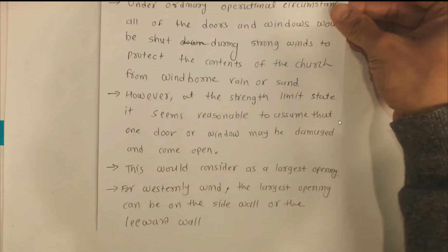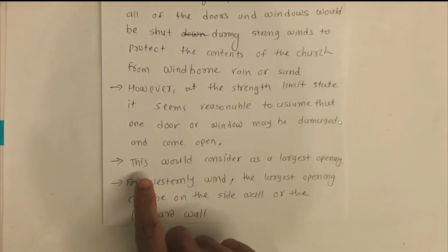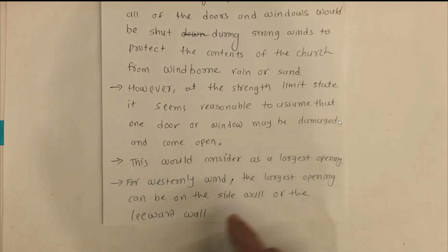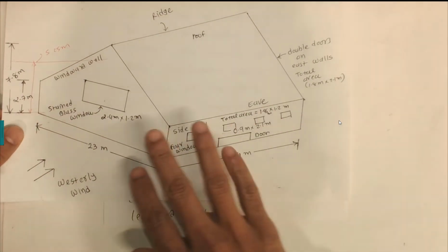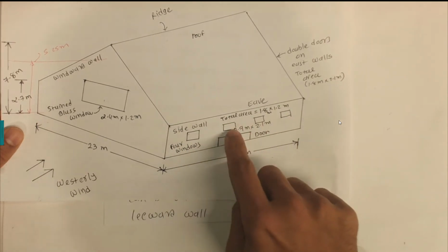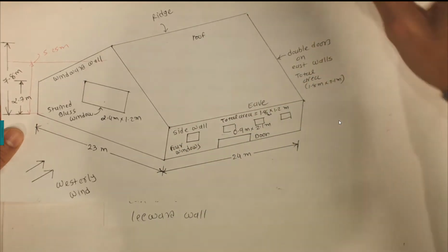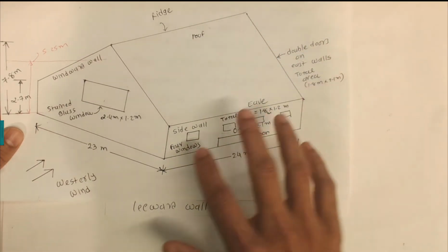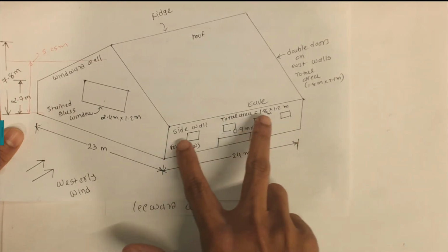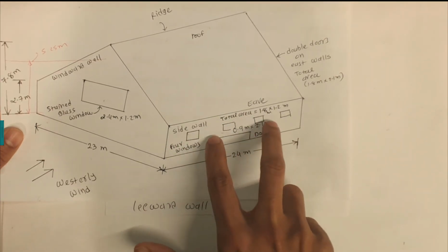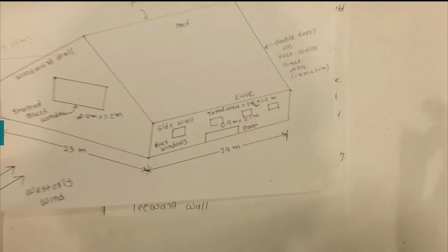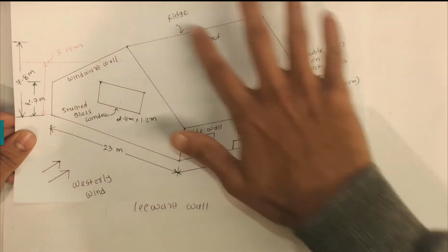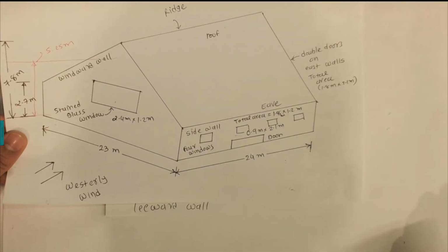We need to consider the worst conditions for the design. That would be the largest opening. For westerly wind, the largest opening can be on the side wall or leeward wall. So we can find the area of the opening here, and the area of the opening here, and find which one creates the most severe effect. By looking here, this opening on the side walls would have the most severe effect. So we are considering the opening here. All other surfaces have closed windows and doors.